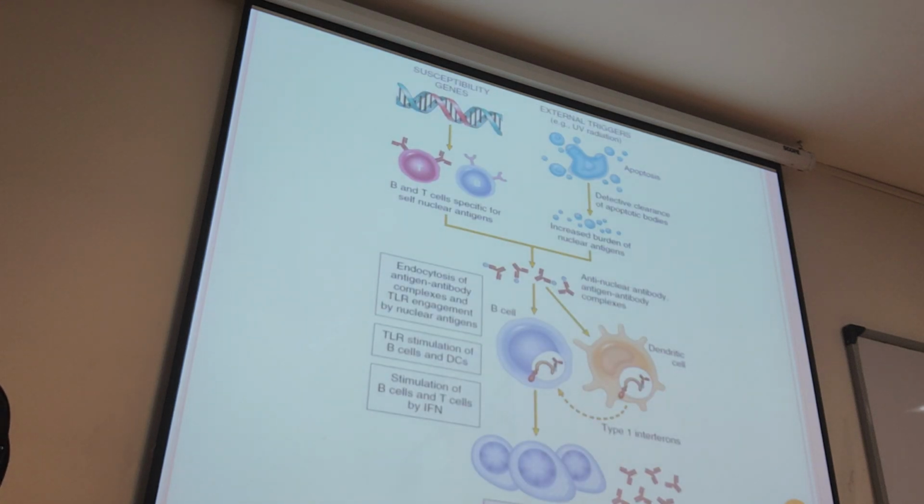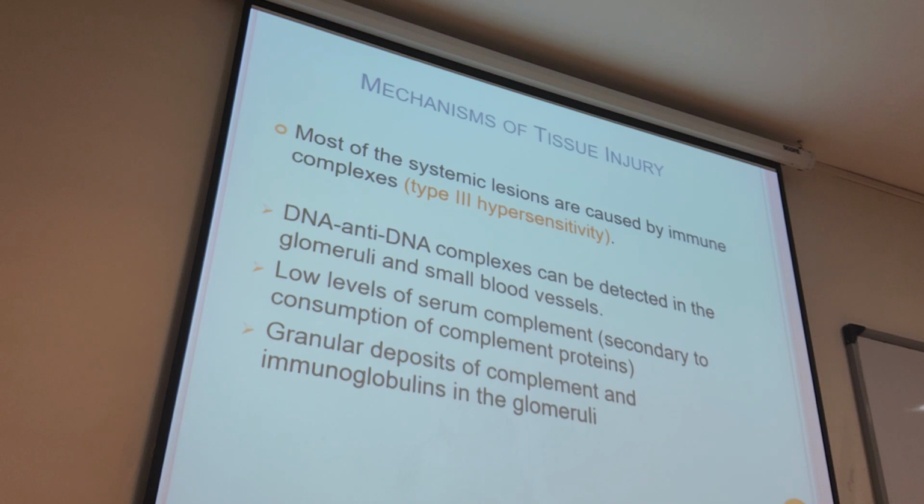And here you see the pathogenesis of lupus. As I told you, we have some susceptibility genes, and we have some external triggers, for example, UV radiation, and we have production of autoantibodies, and after that we have different symptoms of lupus. So we may have which types of hypersensitivity? Two or three. Yes. Most of the times we have type 3, but sometimes we may have type 2.